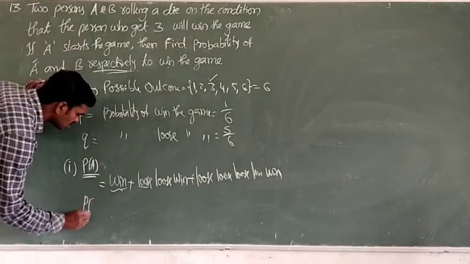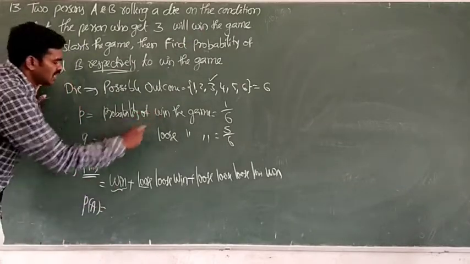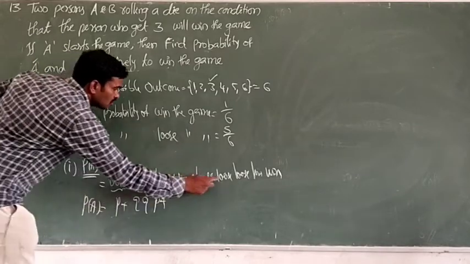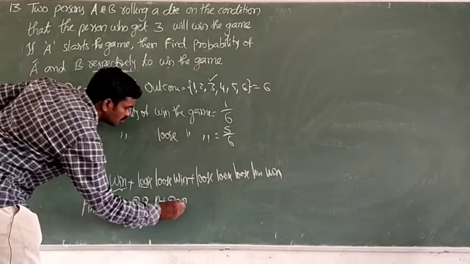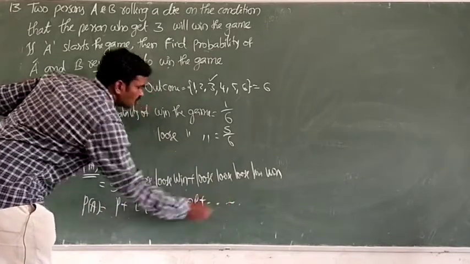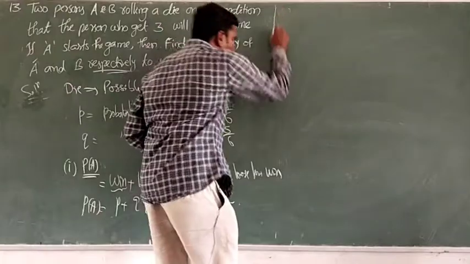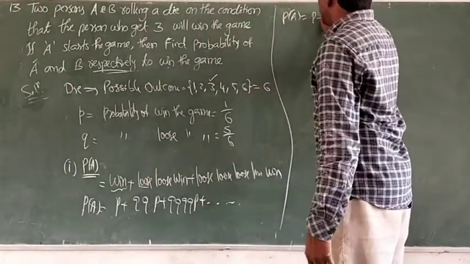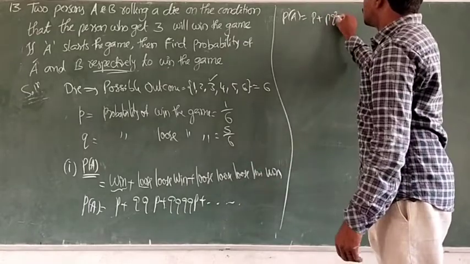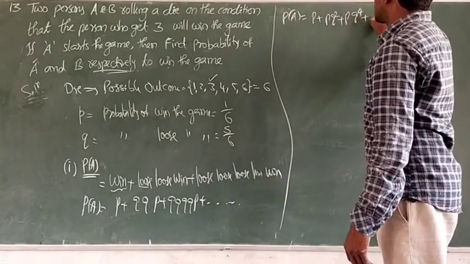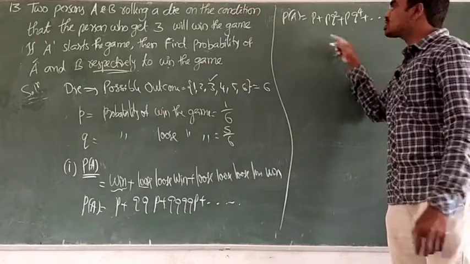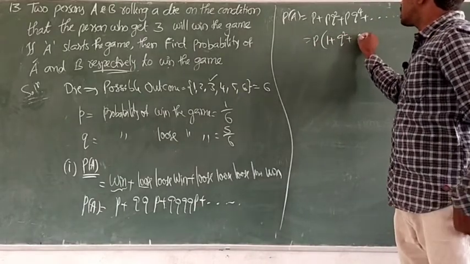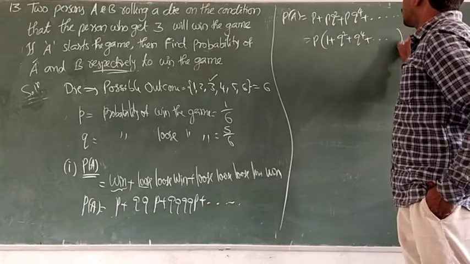So here win means winner probability P, lose means Q. How many Qs? 4 Qs and P, and so on. In this way the game will be going on. So probability of A equals P plus P into Q square plus P into Q power 4 plus and so on. So we just solve this. P is common: 1 plus q square plus q power 4 plus and so on.